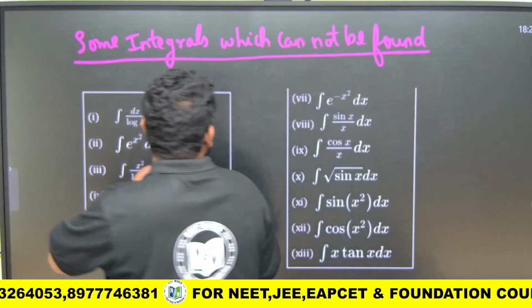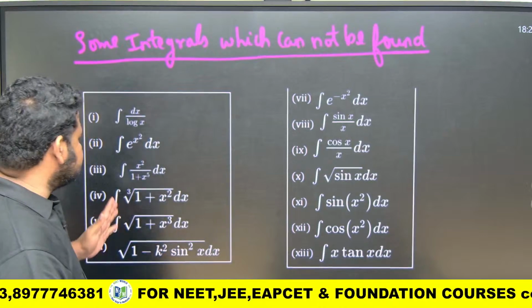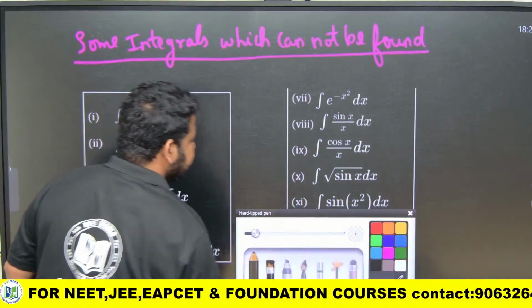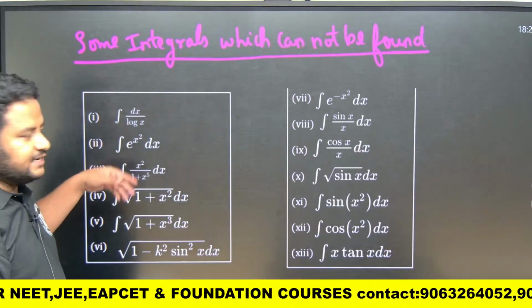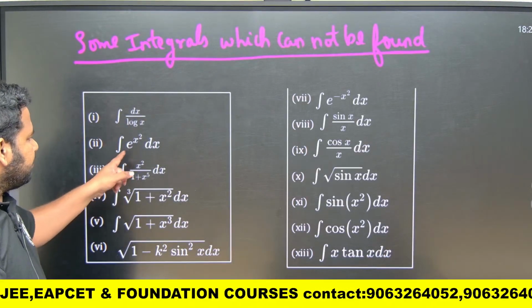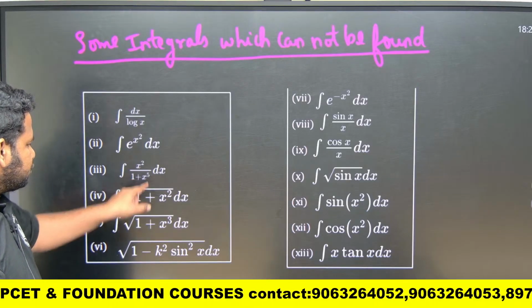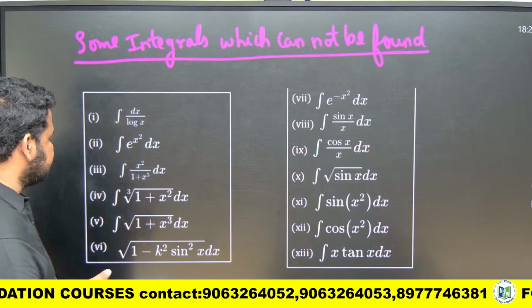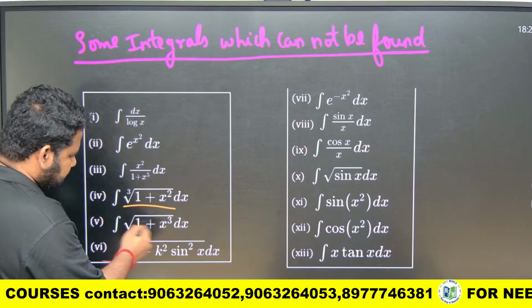Now I have given a list of functions for which the integration cannot be done, or I can say for which the integrals cannot be found. Integral of 1 by log x, integral of e power x square, integral of x square by 1 plus x to the power of 5. Please keep this in mind. At that time none of these will be the answer, because you cannot integrate such functions.